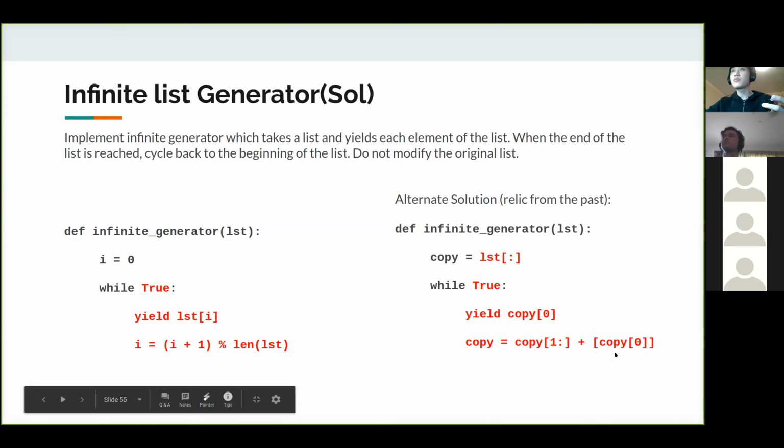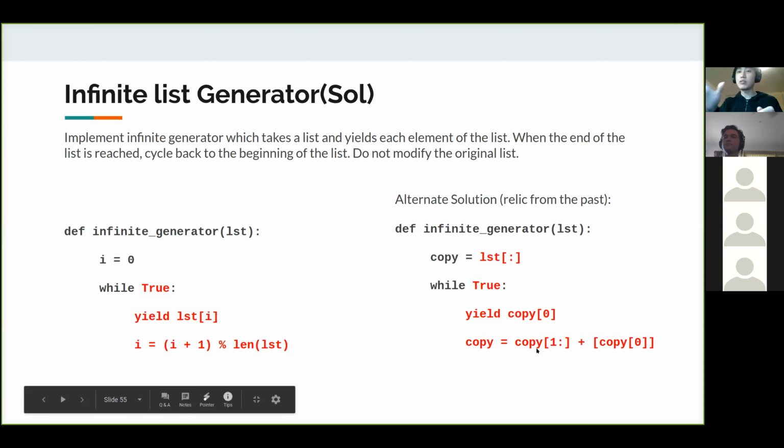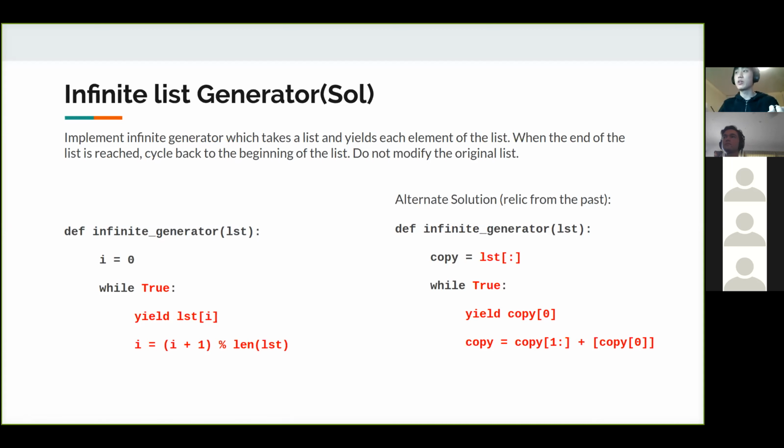Yes, but the thing is we have this list, but everything is shifted over by 1. So if you don't have this part, copy is going to just keep decreasing until it's nothing, right? So we need to somehow keep track of the old one. So we essentially just shift it and then have the back one wrap back around. Oh, I get it. Okay, thank you.